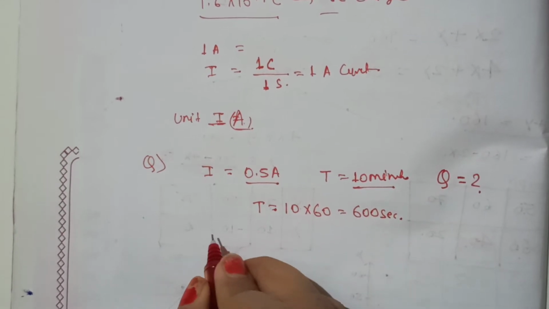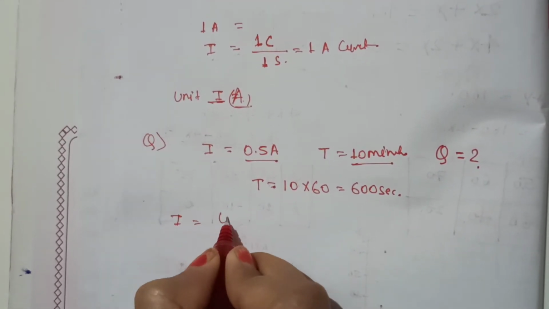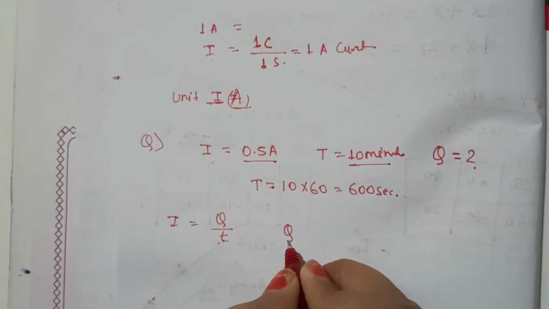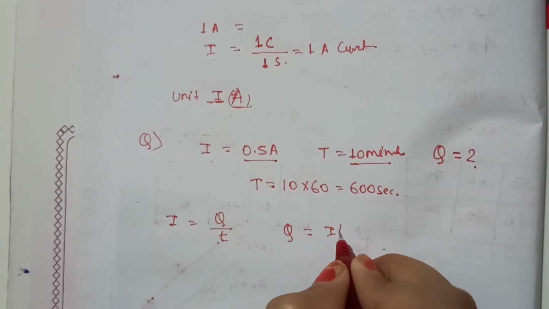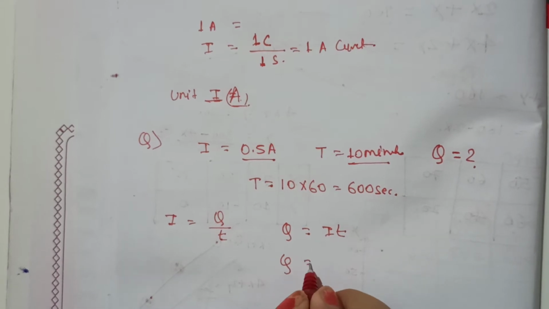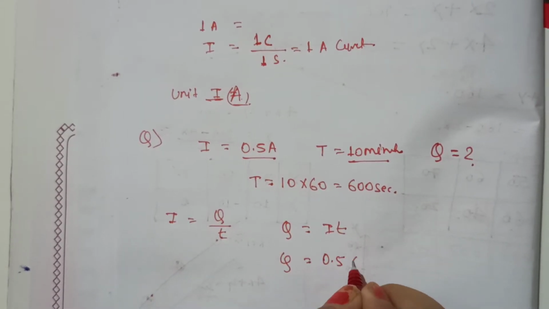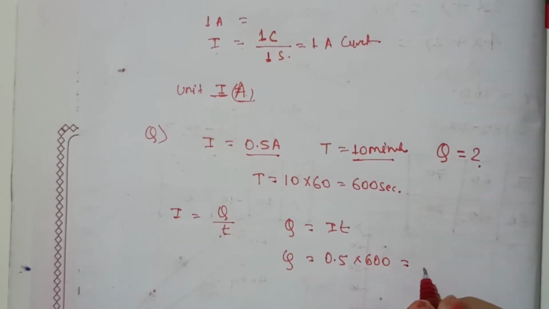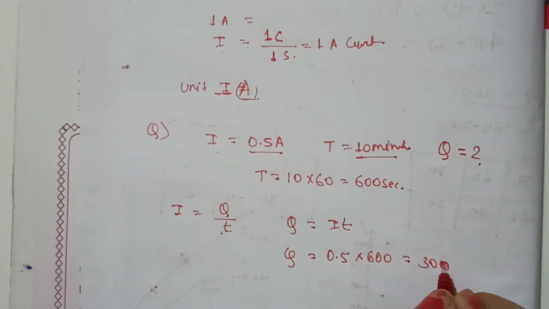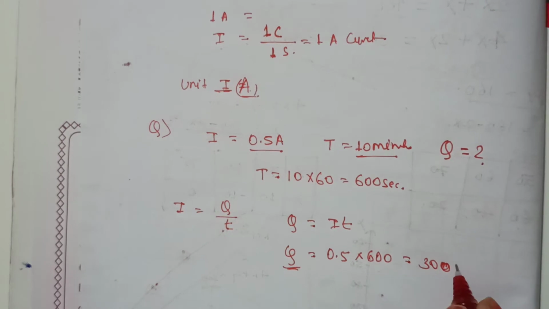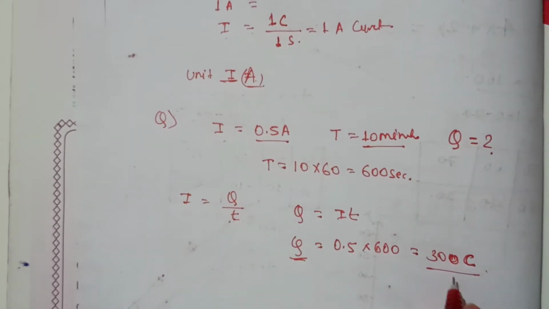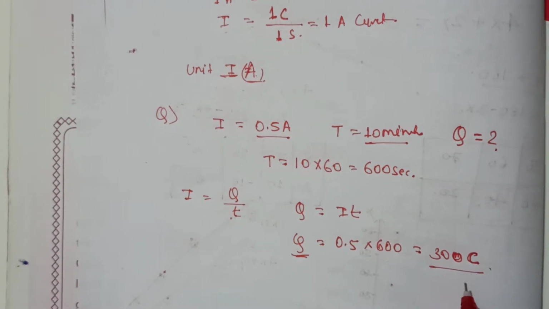Now we already know I is equal to Q by T. We have I, we have T, we need to find Q, that is I into T. So Q equals 0.5 into 600, so it will become 300. And what is the unit of Q? Charge unit is coulomb. So we got 300 coulomb.